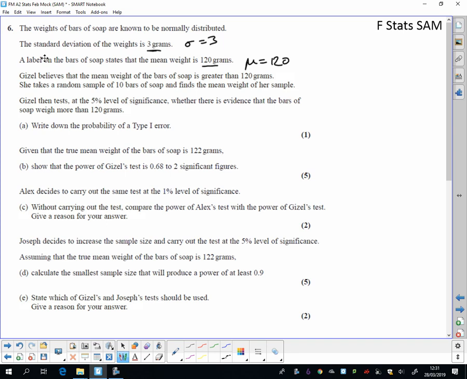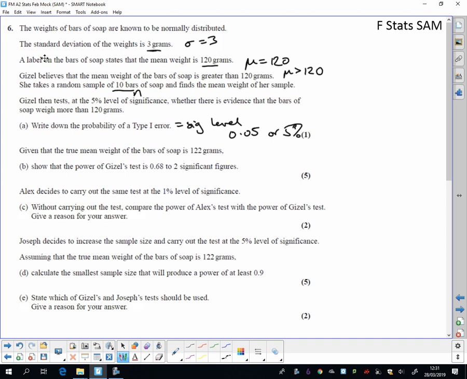Gazelle believes the mean is greater than that, and she takes a sample of 10, and she tests at the 5% level of significance. So the probability of a type 1 error is the same as the significance level, so that's 0.05 or 5%. That's just straightforward knowing what that term means.